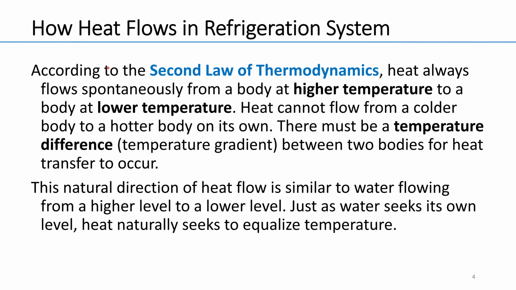So how does heat flow in a refrigeration system? According to the second law of thermodynamics, heat always flows spontaneously from a body at higher temperature to a body at lower temperature. Heat cannot flow from a colder body to a hotter body on its own. There must be a temperature difference between two bodies for heat transfer to occur. This is the main theme of the second law of thermodynamics, and refrigerators work by this mechanism.